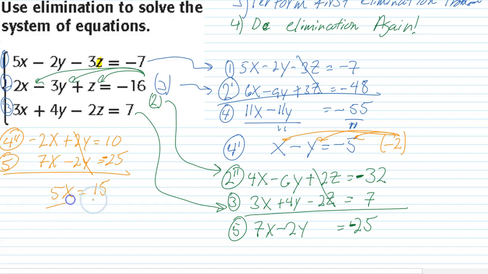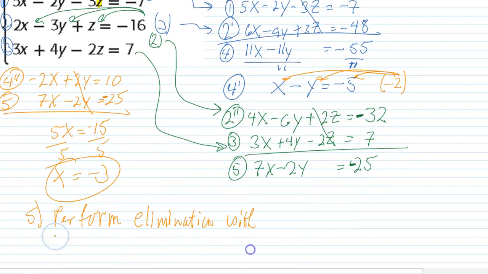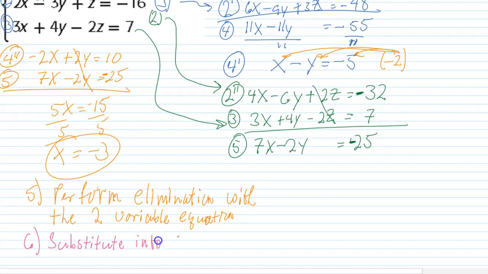All right, now we can divide both sides by 5, and that gives us x is equal to negative 3. So that was step number 5. Perform elimination with the 2 variable equation. Now, on to step 6. Substitute into the 2 variable equation.